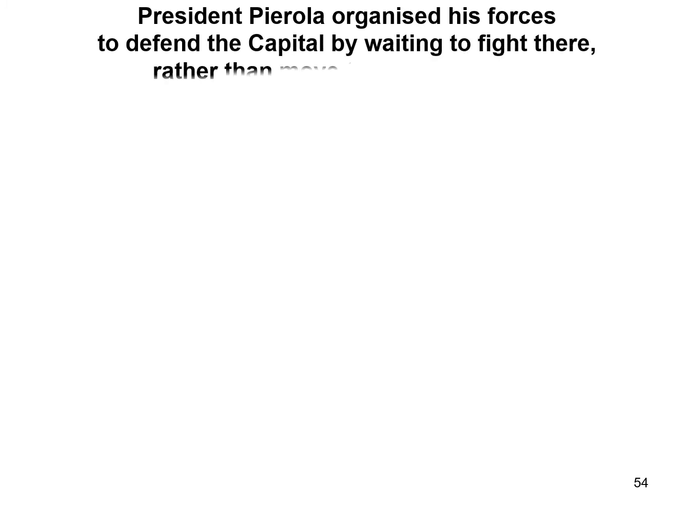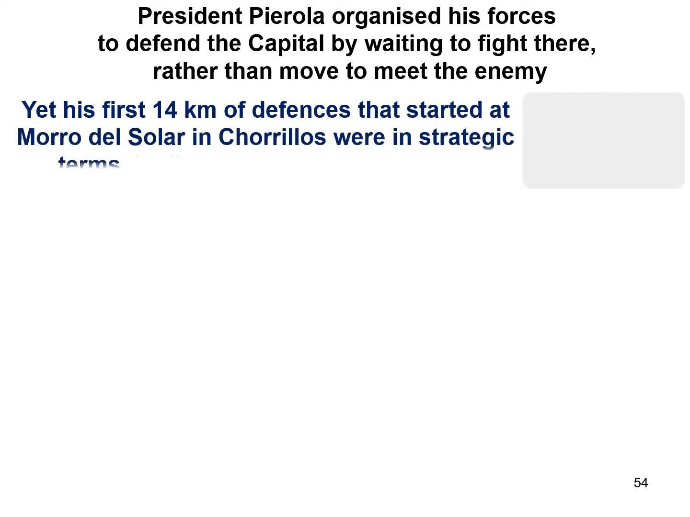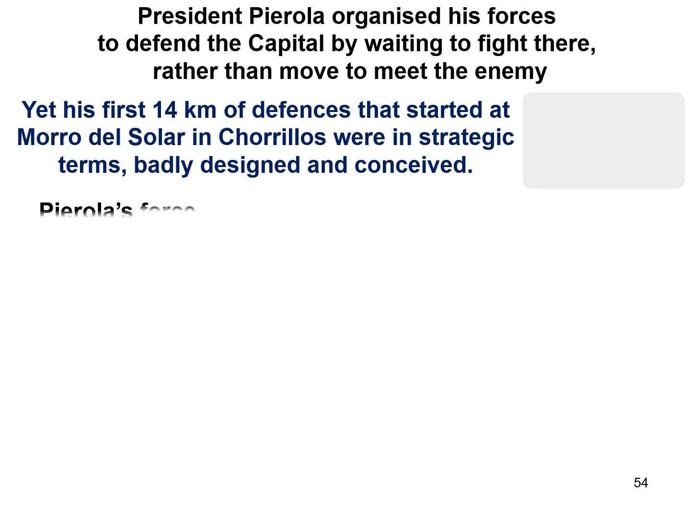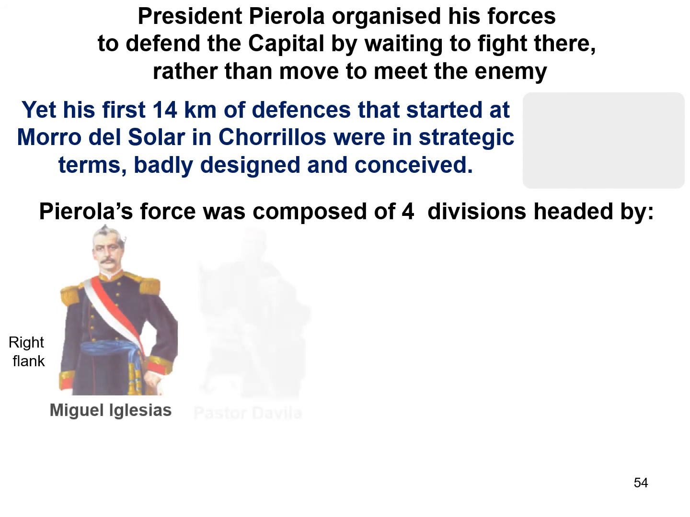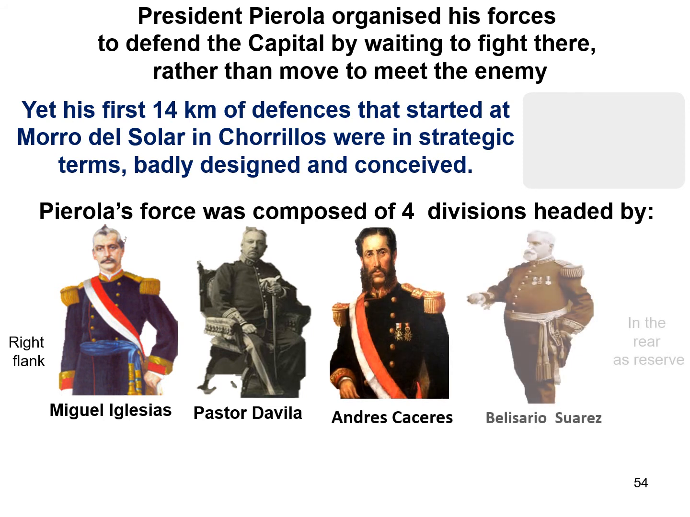President Pierola organized his forces to defend the capital by waiting to fight there, rather than move to meet the enemy. Yet his first 14 kilometers of defenses that started at Morro del Solar in Chorrillos were, in strategic terms, badly designed and conceived. Pierola's Peruvian force was composed of 4 divisions, headed by Miguel Iglesias, Pastor Dávila, Andrés Cáceres, and Belisario Suárez.